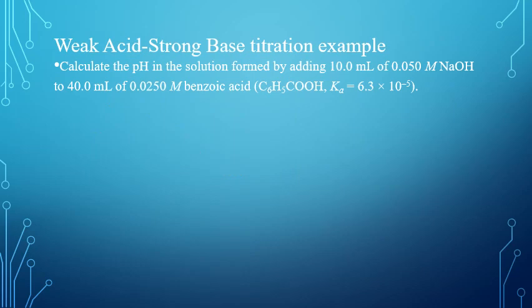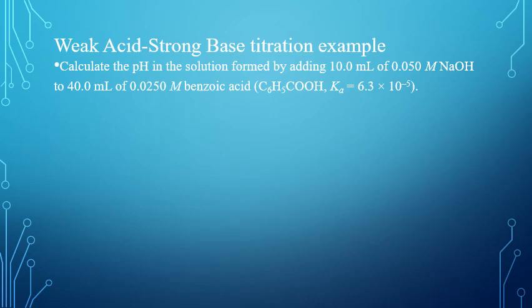All right, so let's now look at an example of a weak acid strong base titration. We're going to calculate the pH in a solution formed by adding 10 milliliters of 0.05 molar NaOH to 40 milliliters of 0.025 molar benzoic acid, and they give you the benzoic acid Ka of 6.3 times 10 to the minus fifth. So the first thing that we're going to do in this situation is see what we have left over in the solution. Is it the excess NaOH or is it excess benzoic acid? That's going to determine what we have to do to solve for the pH of the solution.